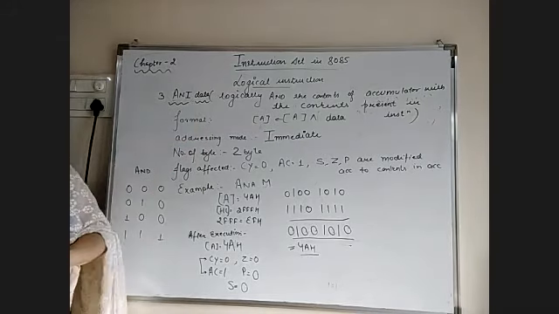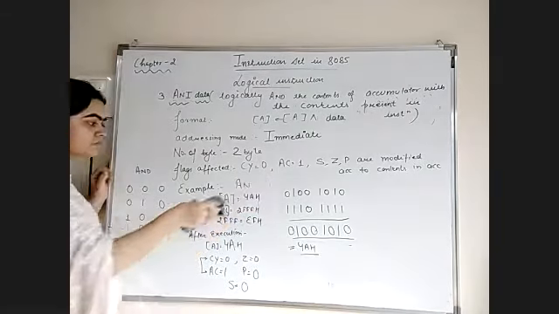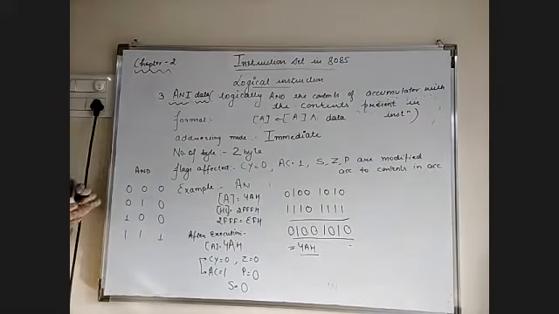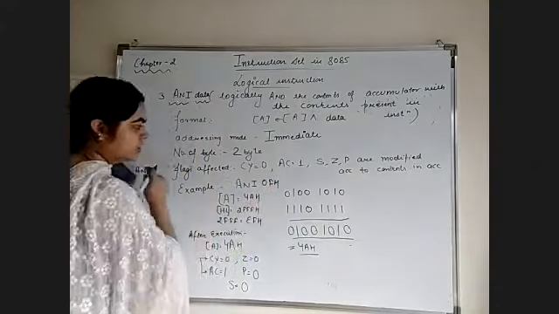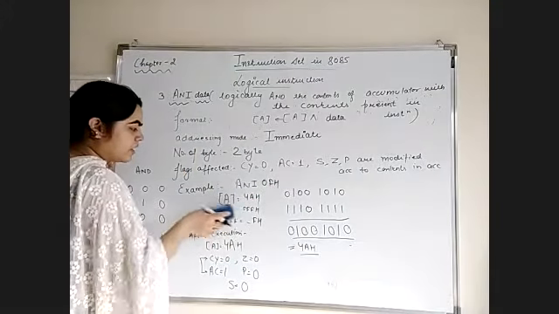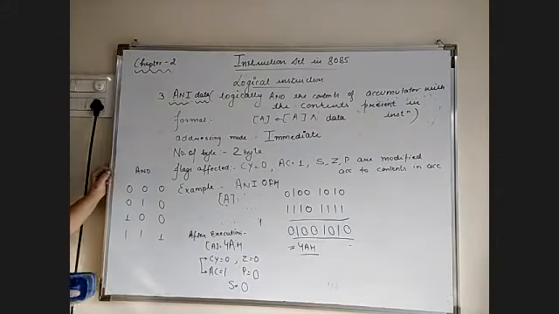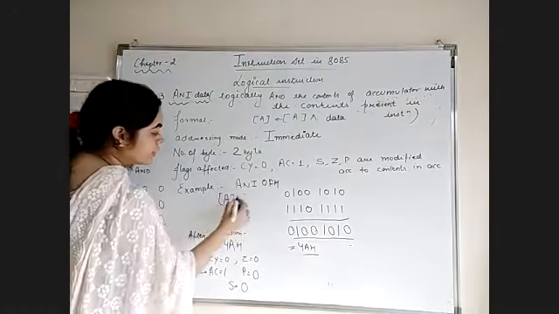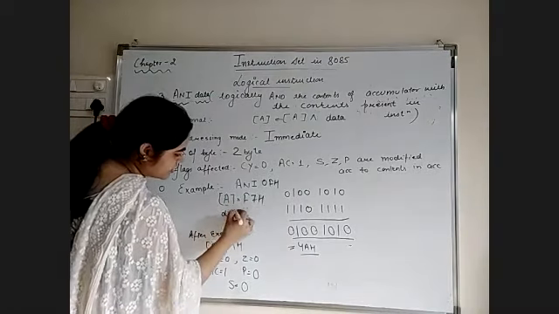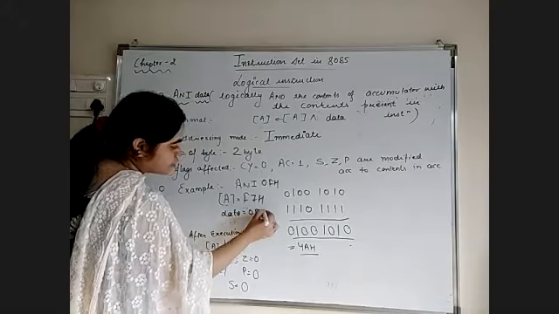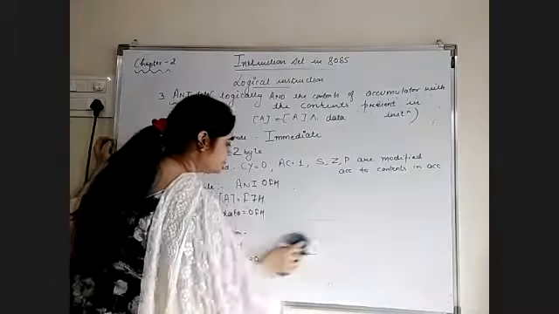Now we can see the example. Suppose we have the instruction ANI 0FH. So that means the data is 0FH, and in the accumulator suppose we have the contents F7H. Okay, so in the accumulator we have F7H and the data in the instruction is 0FH. So we can apply the logical AND operation between these two contents.